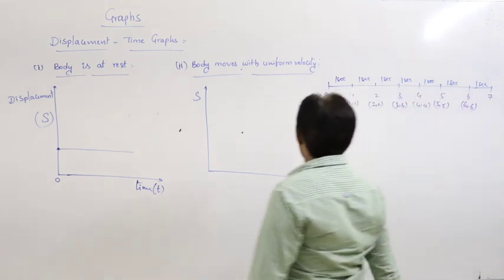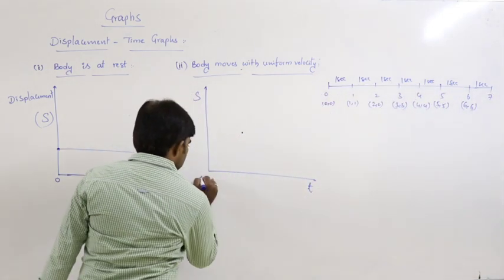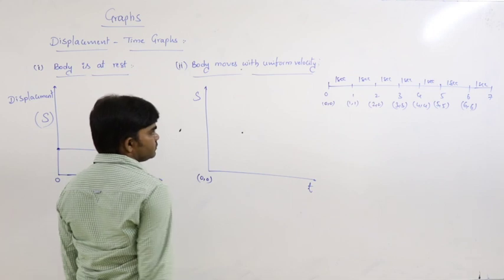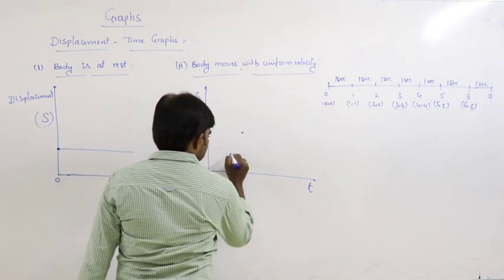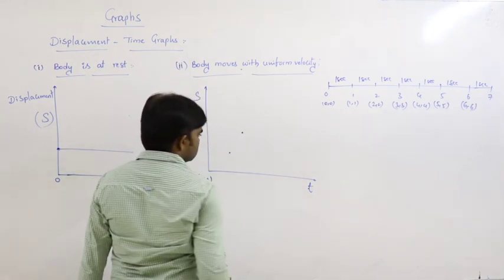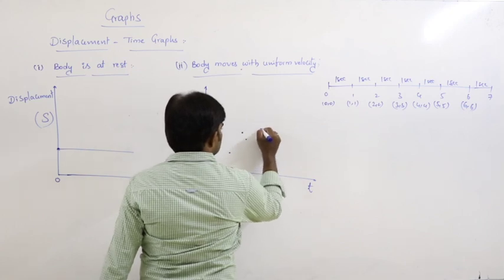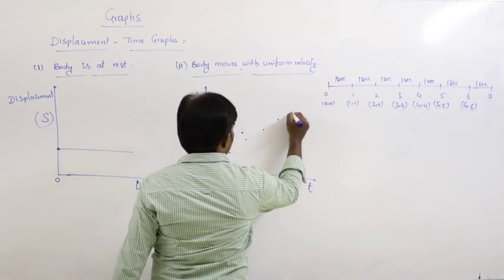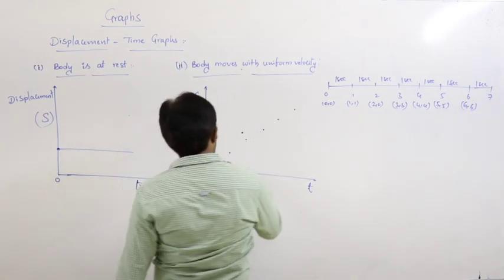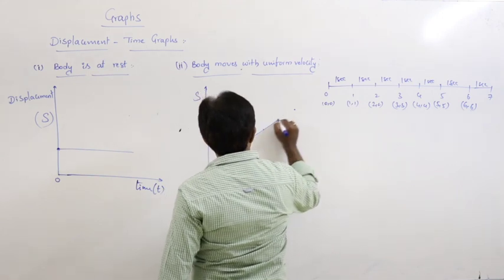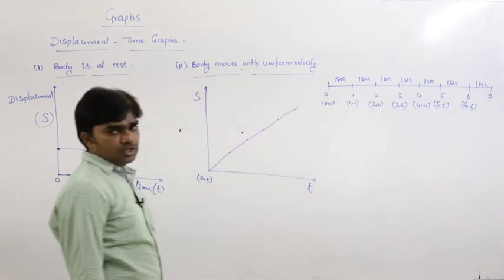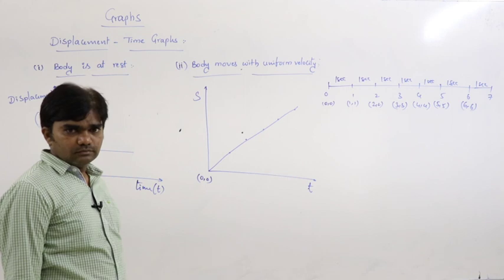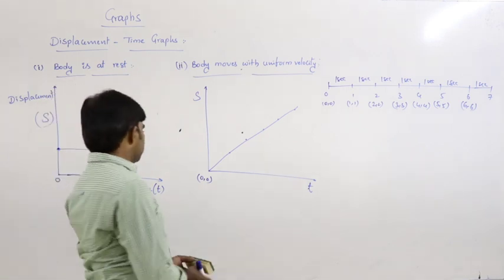So how can you represent this in terms of a graph? (0, 0), (1, 1), next (2, 2), (3, 3), (4, 4), (5, 5), like that. If you join all these points, this is the shape of the graph. So what is the shape of the graph here?